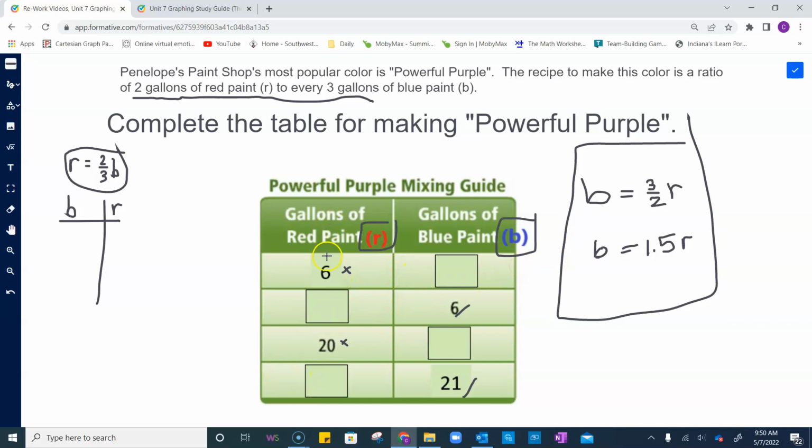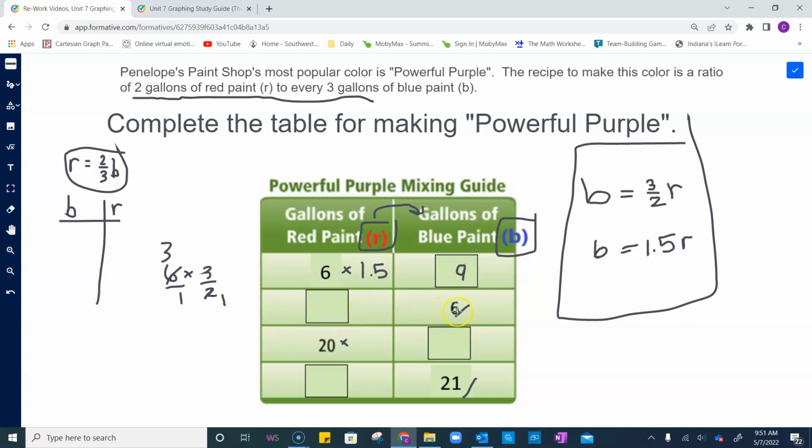All right, so looking at the relationship, if I'm going from red to blue, I need to make sure that my blue value is 1.5 times bigger than my red. So I'm going to multiply it by 1.5. Some of you may want to multiply it by 3/2, just depends on your preference. Either way, you get the same thing. So 6 times 1.5 is 9. If you multiply this out, you cross cancel, you also get 9.